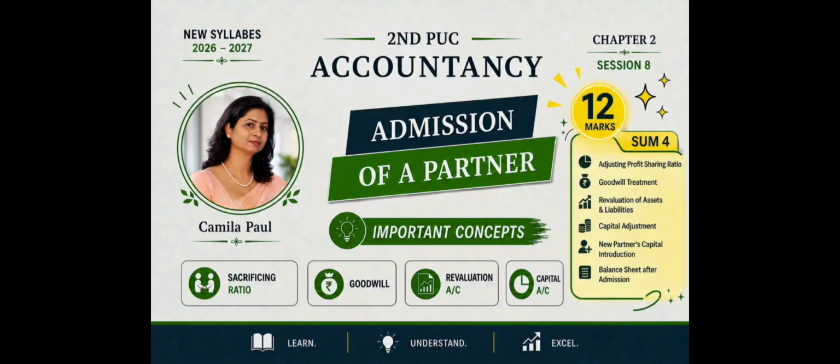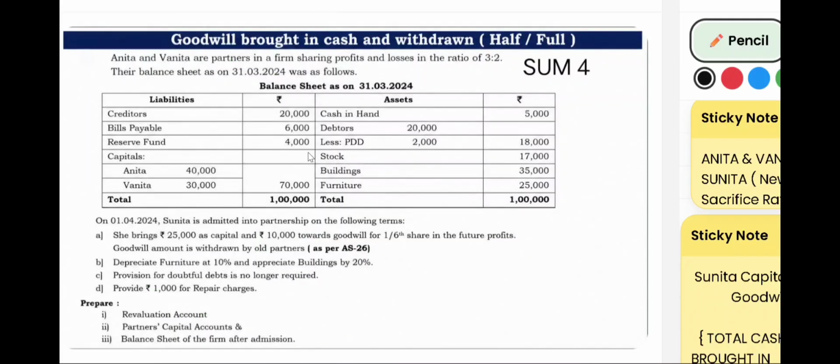Learn, understand, and excel. Today, we are going to see another sum under admission of a partner where the goodwill is brought in cash and it is withdrawn. In the previous class, we had seen half goodwill withdrawn. In this class, we are going to see full goodwill withdrawn by the old partners. So now, let us see the question here.